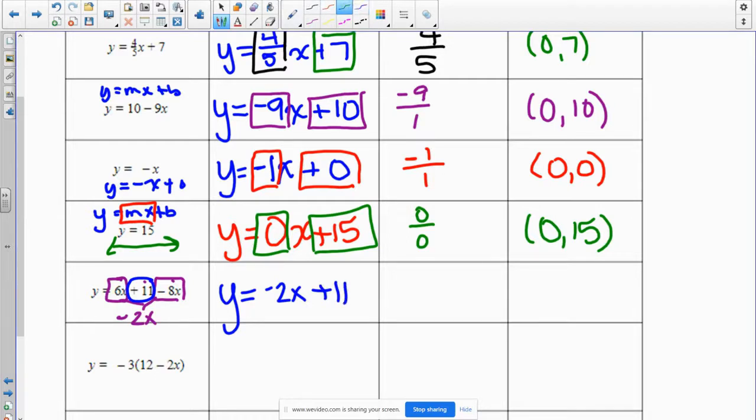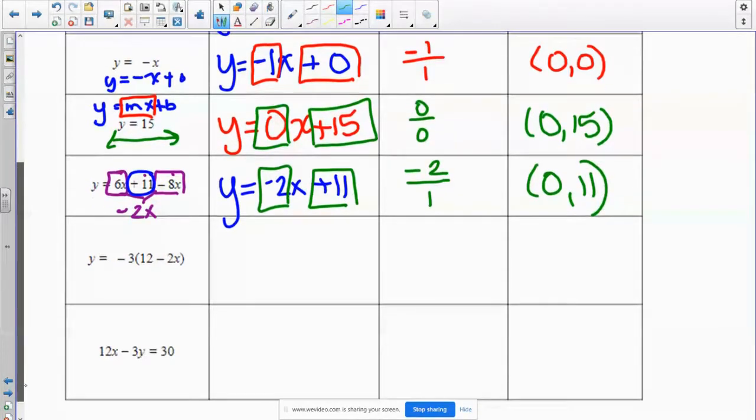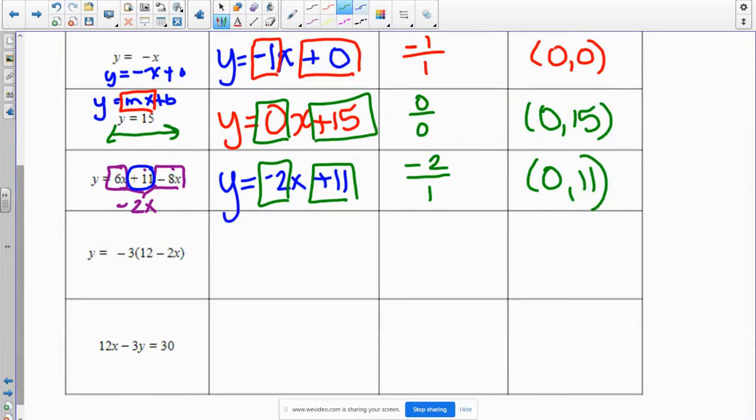So going through this, here is my slope, right? That is in ratio, so it's negative 2 over 1. We're going to put that over 1. And then our y-intercept is the last term, so that's at 0, 11. And the final couple examples here.